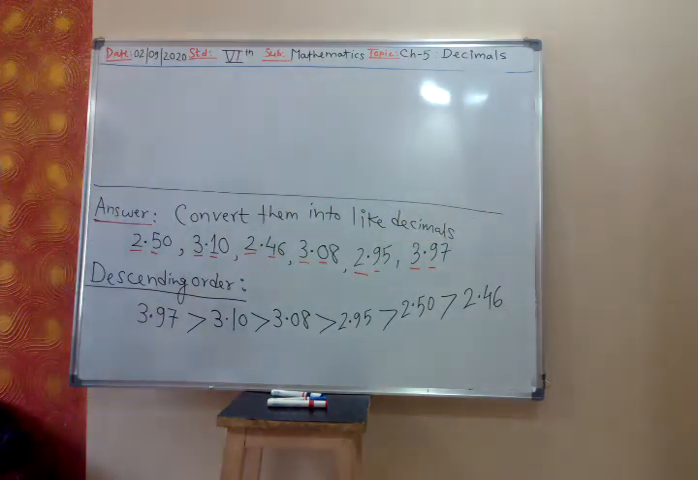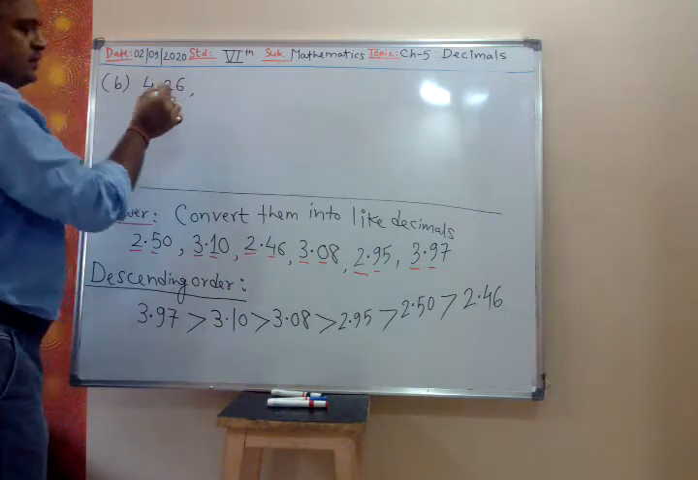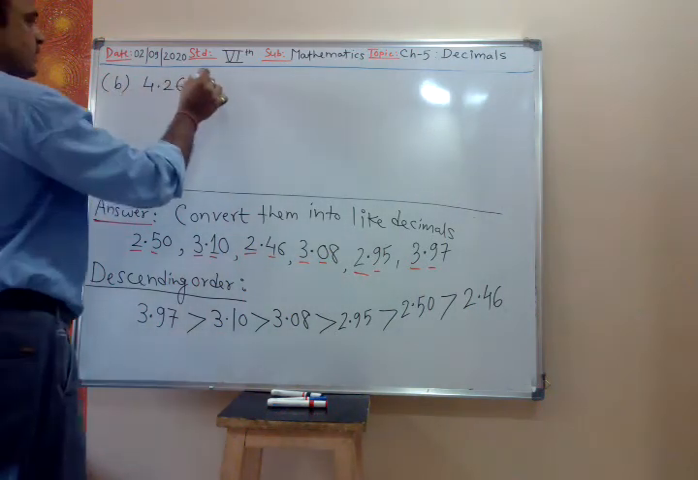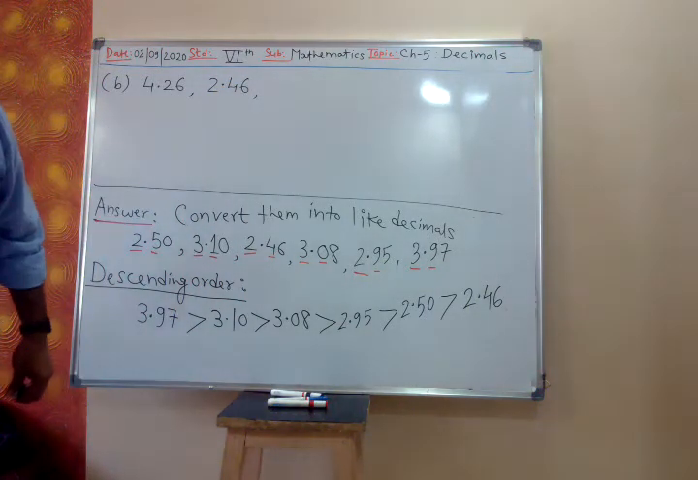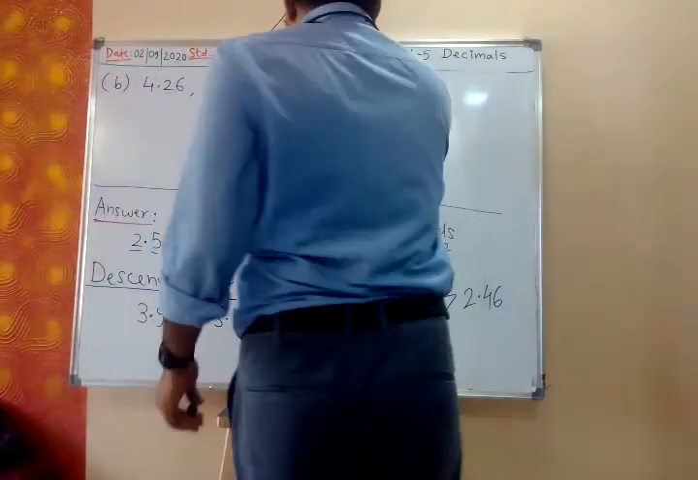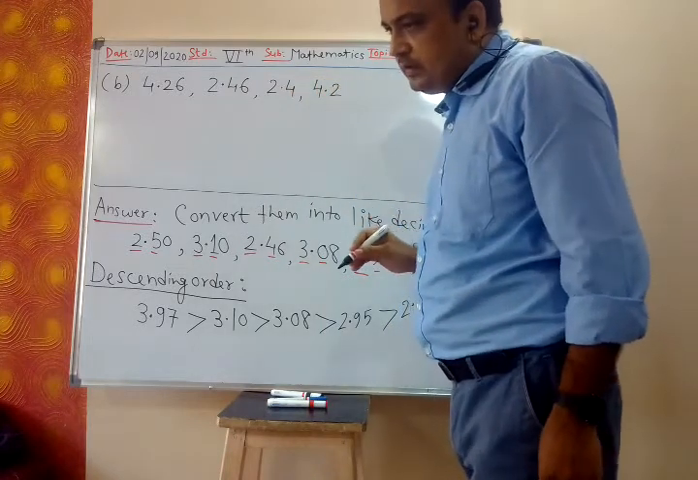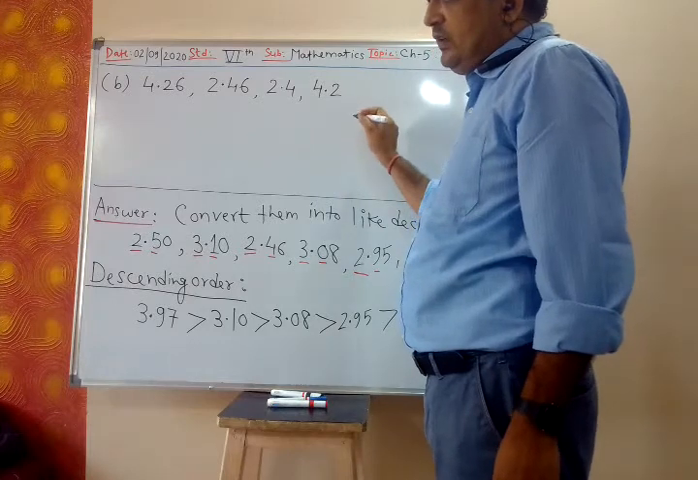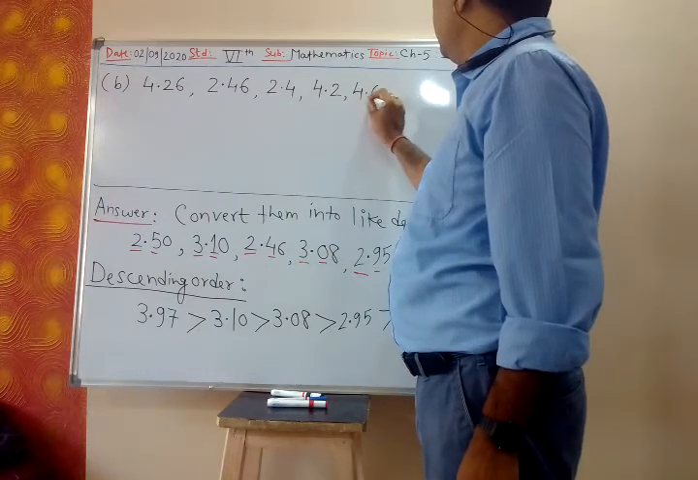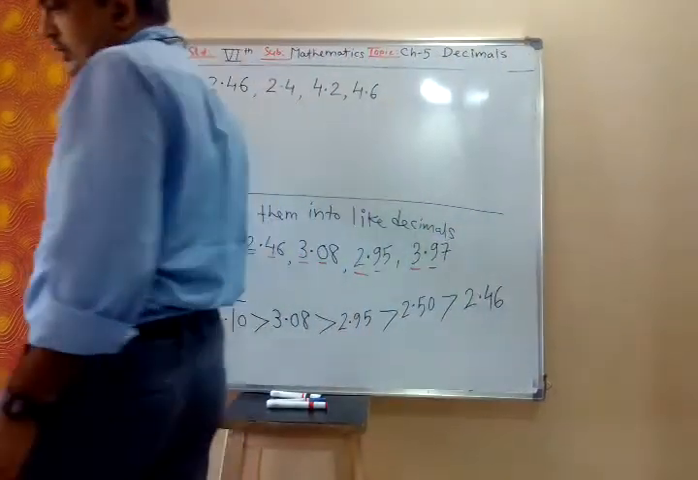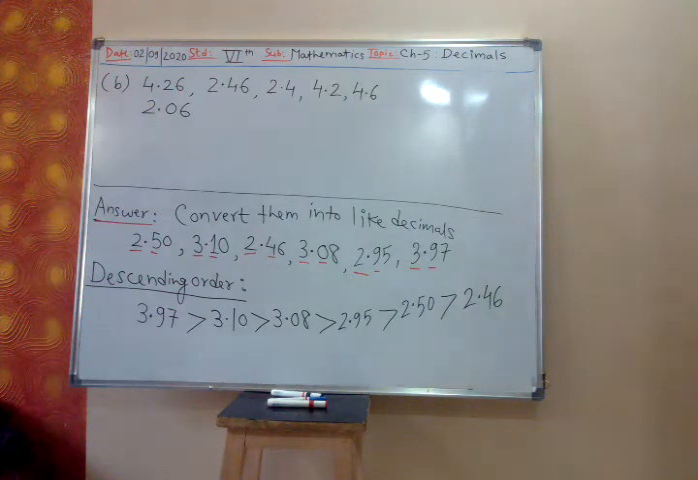Second, B is 4.26, 2.46, 4.26, 2.46, 2.4, 4.2, 4.6, 2.4, 4.2, 4.6, and 2.06. Now arrange them. First you convert them into like terms.